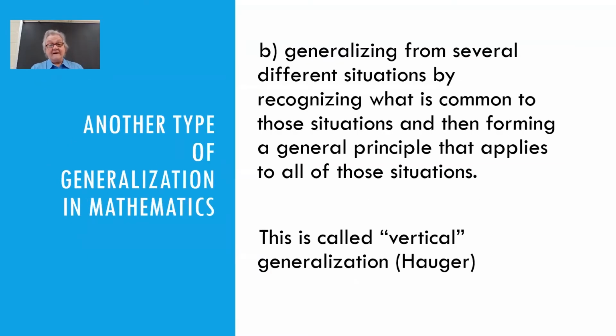All right, let's talk about something I call vertical generalization. This is generalizing from several different situations by recognizing what is common to those situations and then forming a general principle that applies to all of those situations. Okay, that may be kind of fuzzy to you, but let's give some examples.